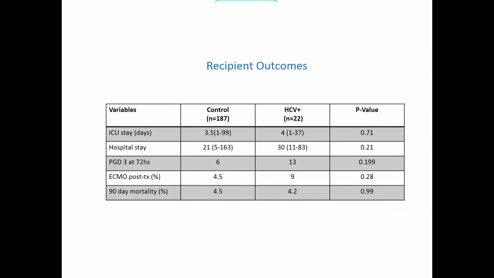And these are the recipient outcomes versus, again, the controls, the 187 versus the 22. And you can see that all the outcomes were essentially comparable. The average ICU stay was 4 days, and the hospital stay was on average 30 days. And overall, the outcomes were very good. The 90-day mortality was basically 4%. It was 2 patients who died of unrelated causes. One was due to severe graft dysfunction, and the other was due to infection and sepsis.